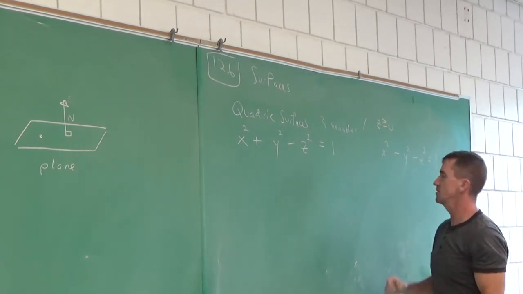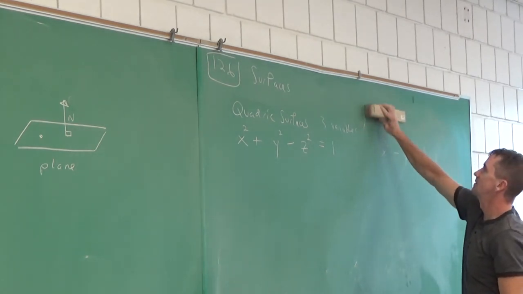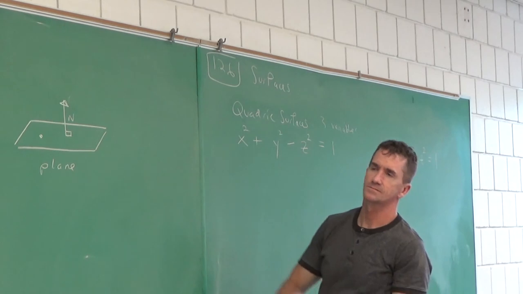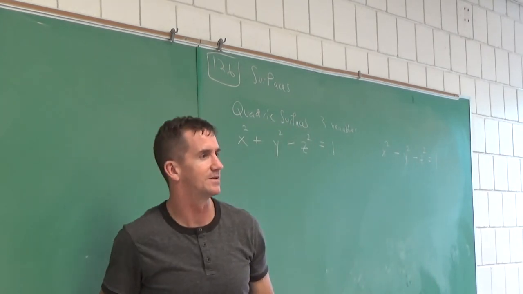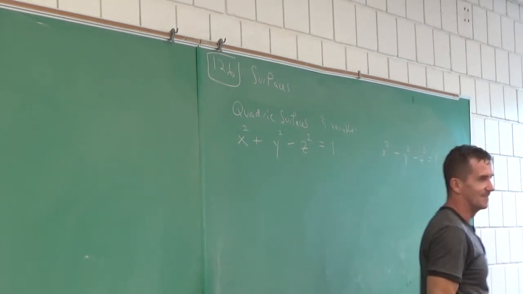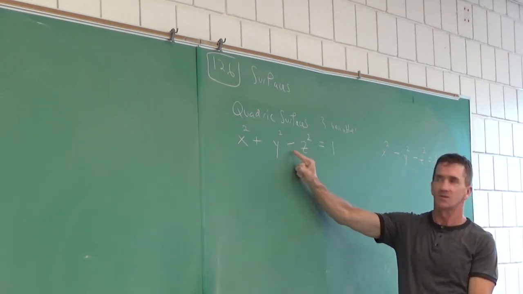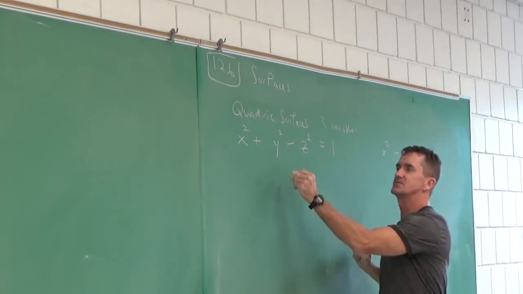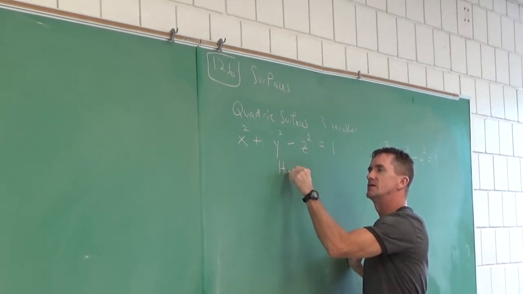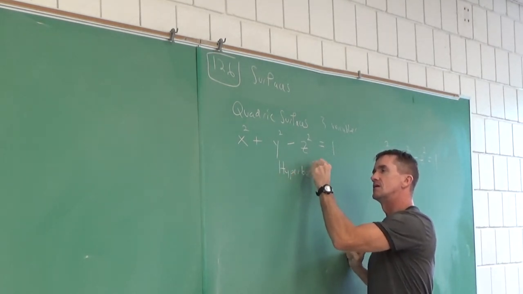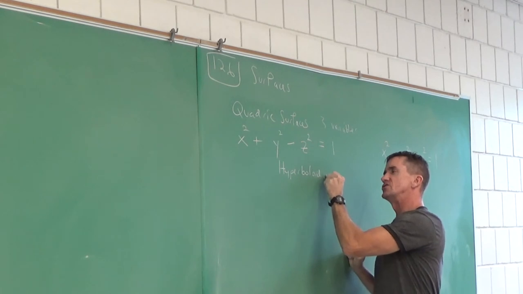Now, don't these both look like spheres? Don't they both look like spheres? Cool. But this has how many minuses? One. It looks like the sphere, but has one minus. It's called a hyperboloid of one sheet.